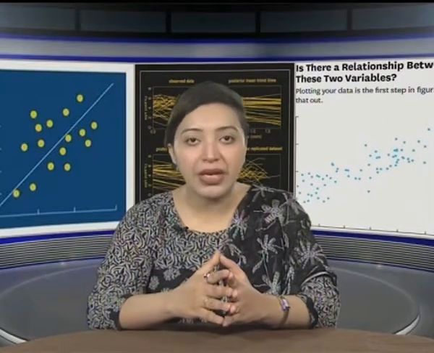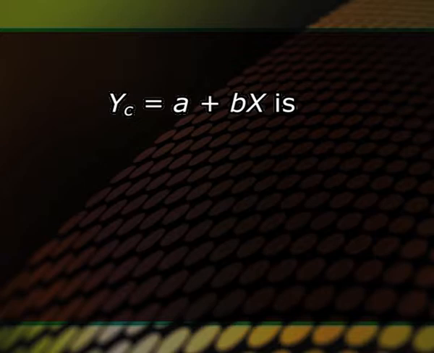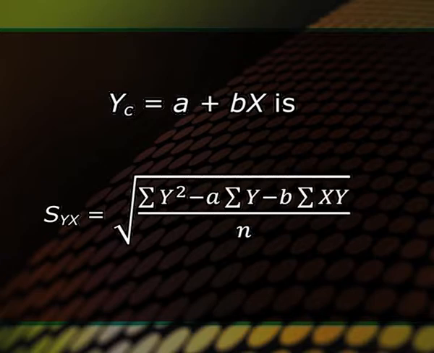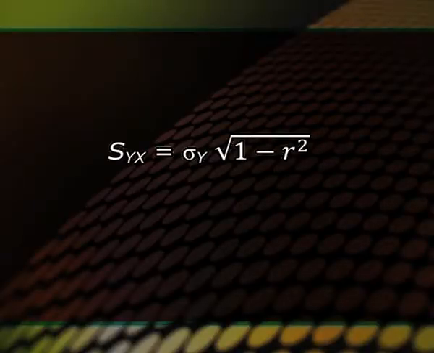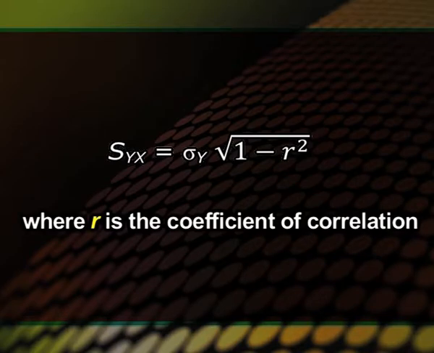A convenient formula for computing the standard error of estimate, after having calculated a and b in the regression equation yc equals a plus bx, is Syx equals the square root of sigma y square minus a times sigma y minus b times sigma xy, the whole thing divided by n. Yet another formula for computing the standard error of estimate is Syx equals sigma y times the square root of 1 minus r squared, where r is the coefficient of correlation.